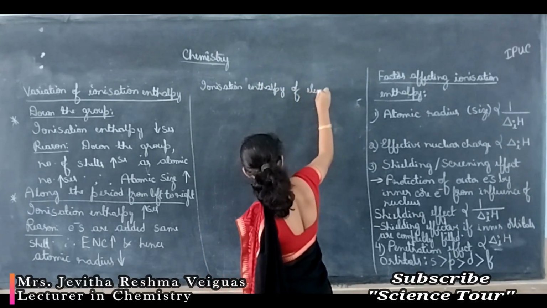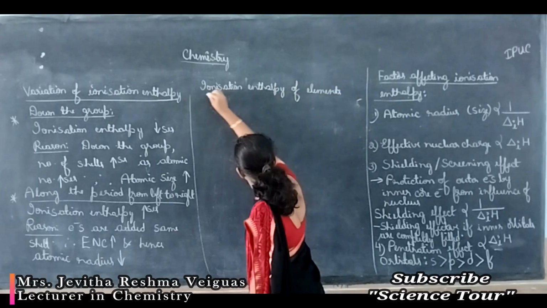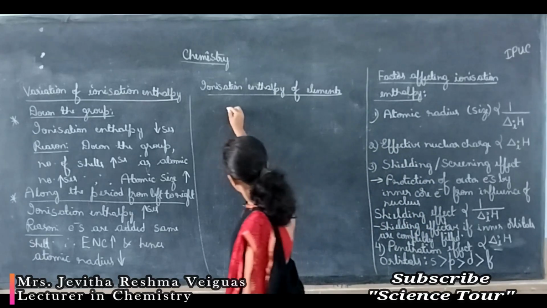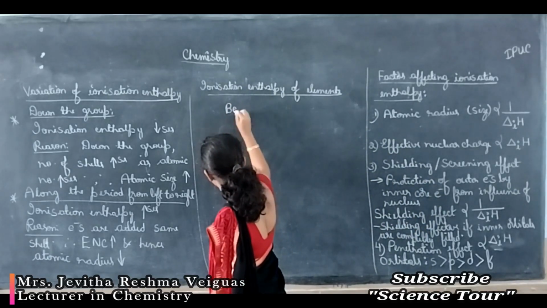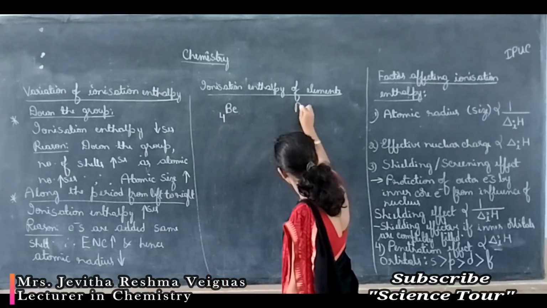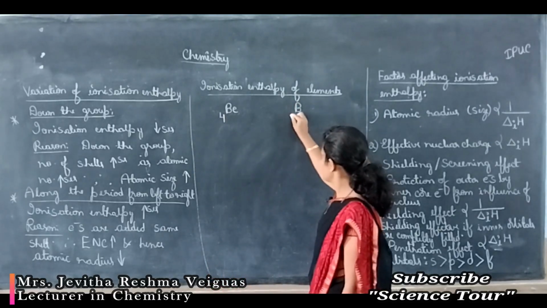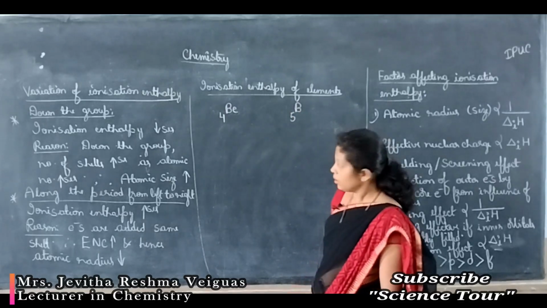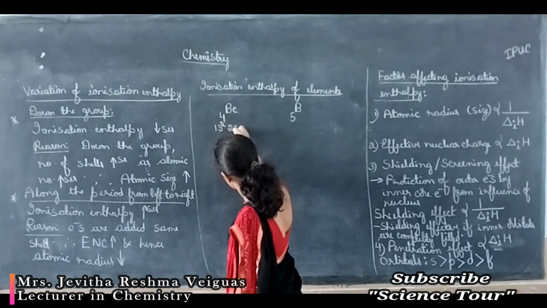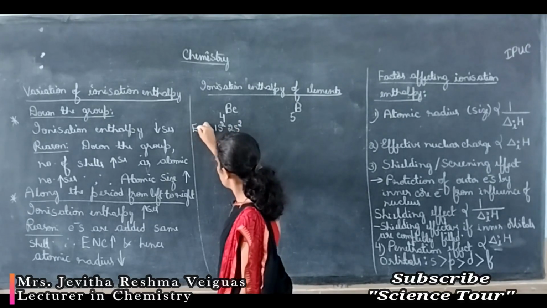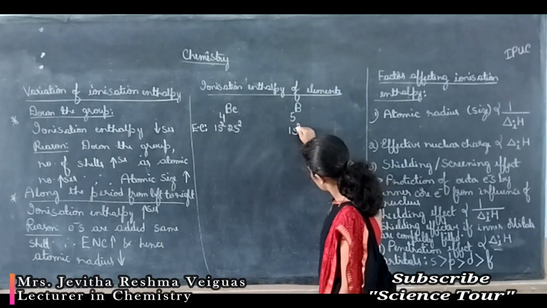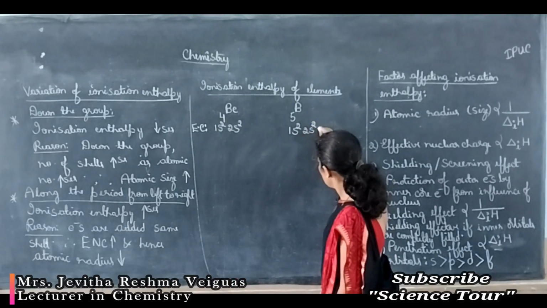Let's take boron and beryllium. Beryllium is the element Be, atomic number is 4. Boron is the element with atomic number 5. If I write electronic configuration for beryllium, it is 1s2, 2s2. This is the electronic configuration of beryllium. Boron electronic configuration is 1s2, 2s2, 2p1.